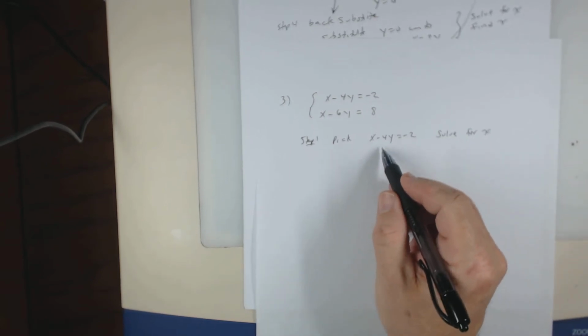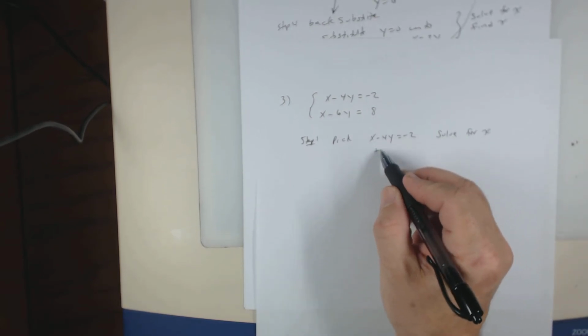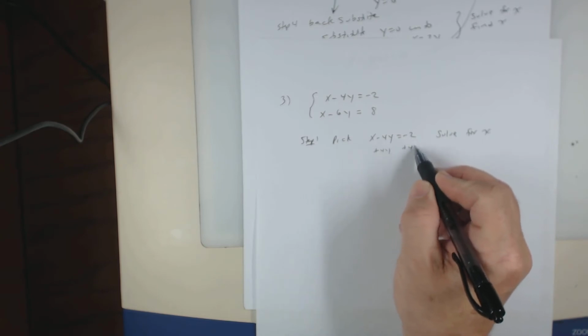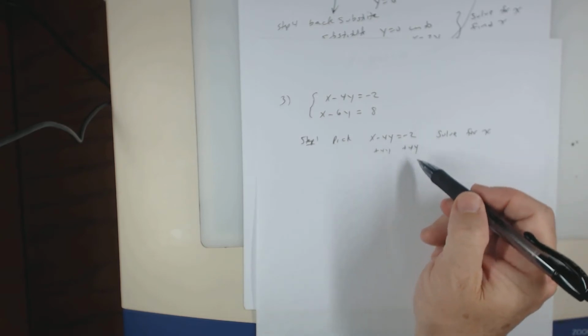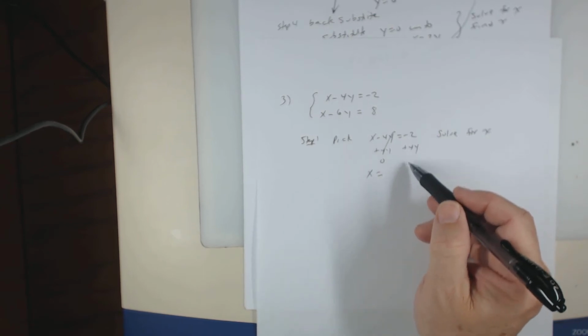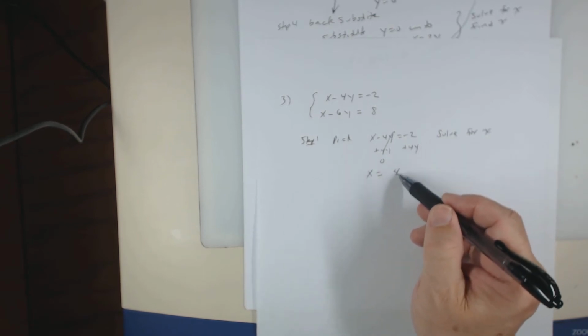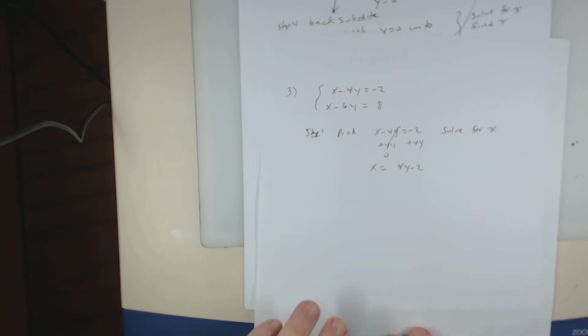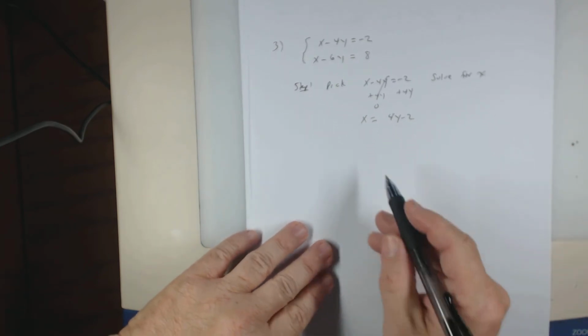All right. So to do that, I'm going to add 4y to both sides. Combine like terms. I get x to equal 4y minus 2. All right, so there's my x. So that's step 1. All right. Step 2.